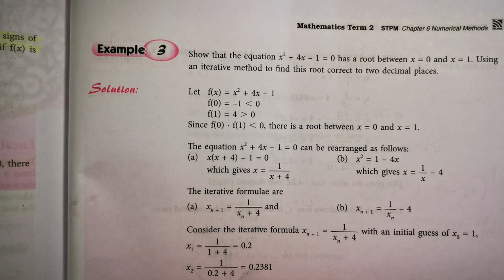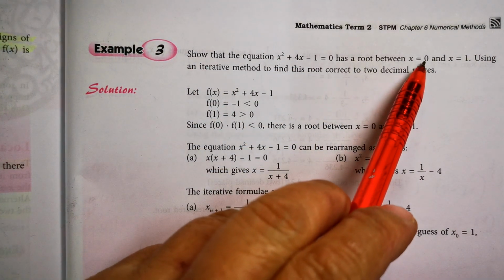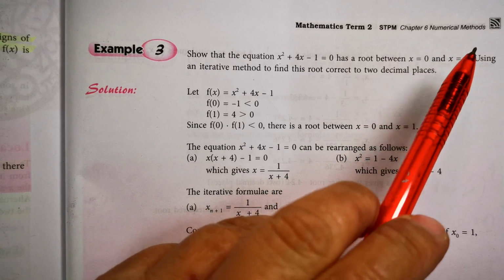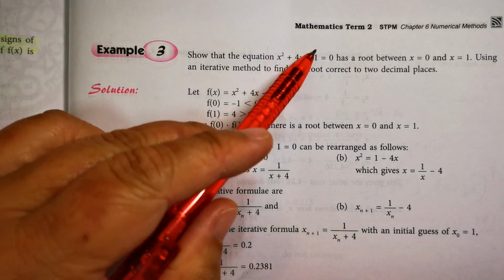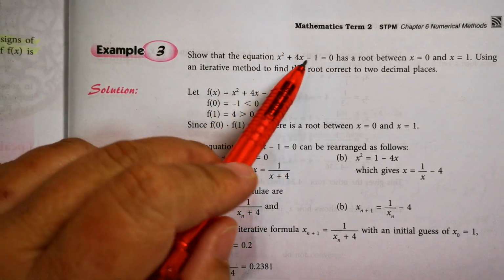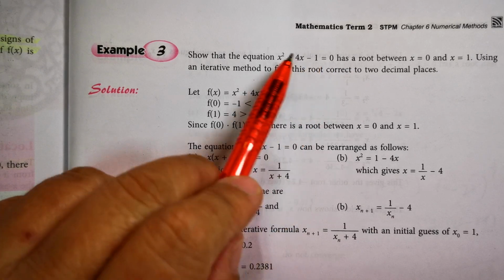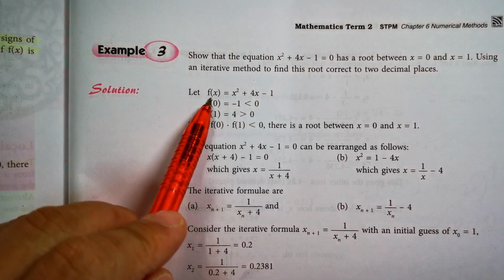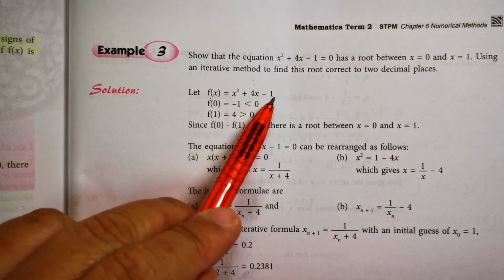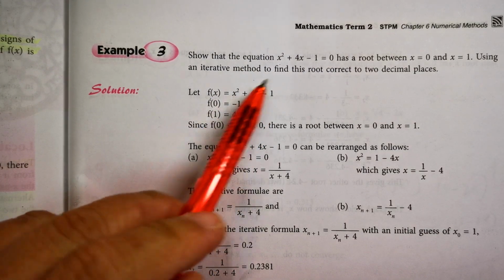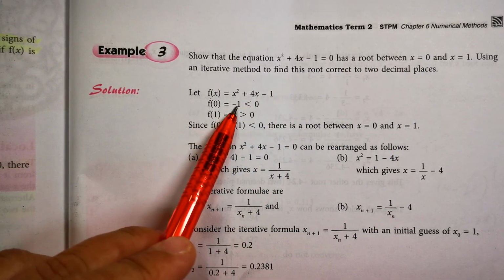So first step, to show that there is a root lying between x equals 0 and x equals 1, remember we have to find our f(a), f(b). First make sure you rearrange your equation so that all the terms are on the left hand side and the right hand side is only 0. So we let the left hand side become our f(x). Let f(x) equals x squared plus 4x minus 1. Sub in 0, so f(0) is -1.